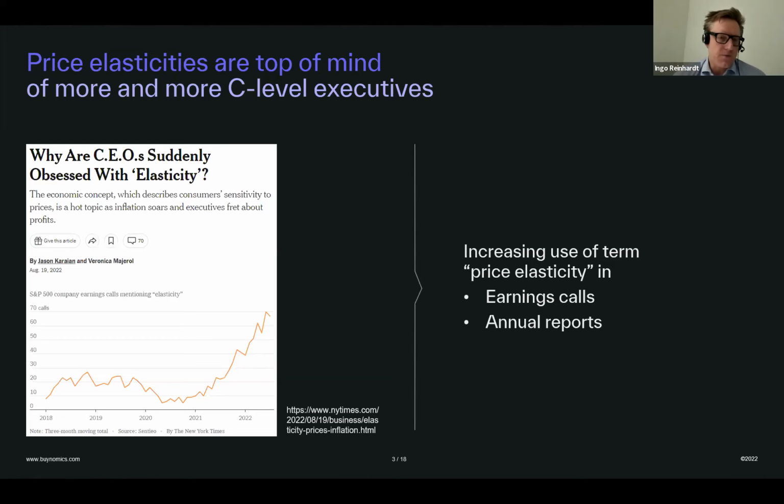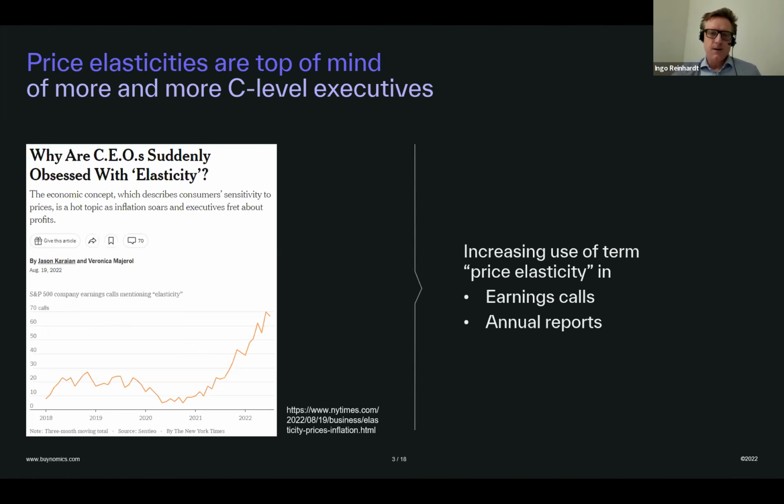Pricing is really at the top of mind for CEOs, particularly now in the inflationary environment. Therefore, I think particularly for us pricing professionals, it's important to talk about it and also to understand what maybe the limitations are of the concept and what better alternatives are available.